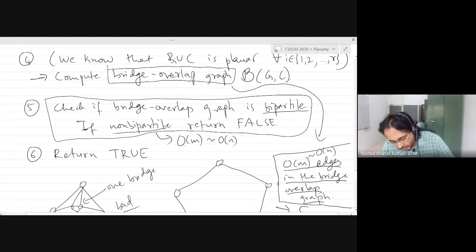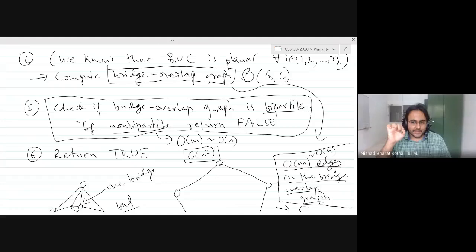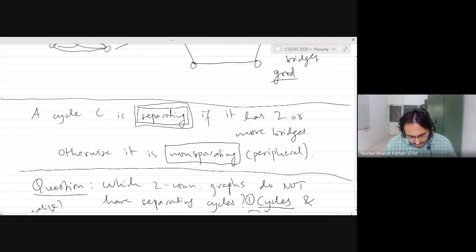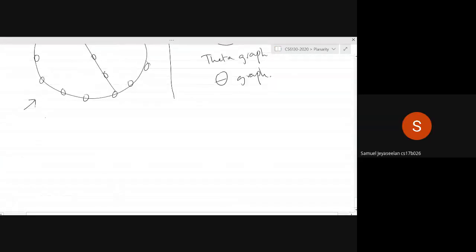Now we can check whether it is bipartite in order n square time, because the bridge overlap graph will have at most n square edges, which is the same as m square. So every recursive call in this algorithm runs in order n square time. The big question is, how many recursive calls are there? And this you will be answering on the assignment.